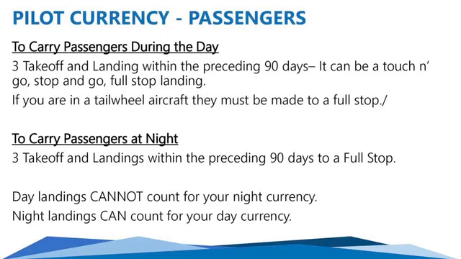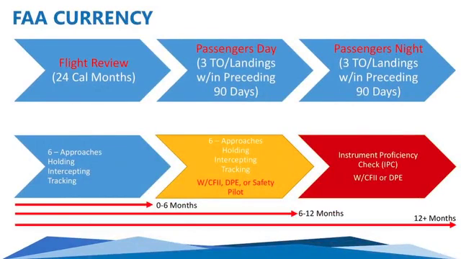For those of you with an instrument rating, hopefully most of us going into the commercial, remember that this is what it kind of looks like. The bottom arrows here, you need 6 hits. So within 6 months, you need to have 6 approaches, holding, intercepting, and tracking. If you go beyond 6 months, then you're going to need to do those 6 hits, but you have to do them with either a safety pilot, a DPE, or a CFI, CFII in either case.